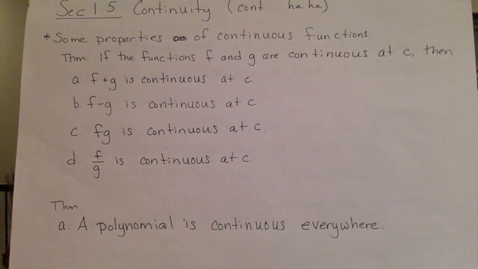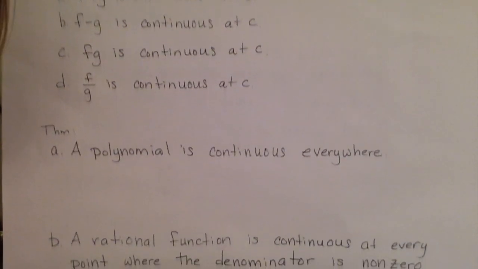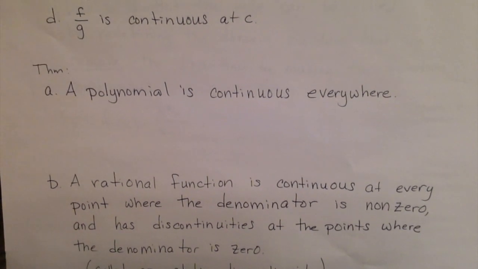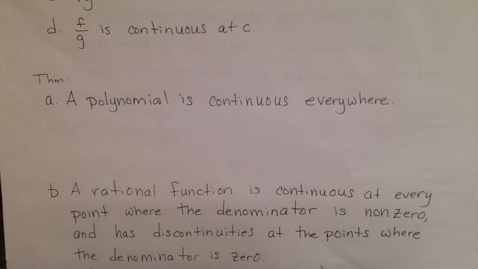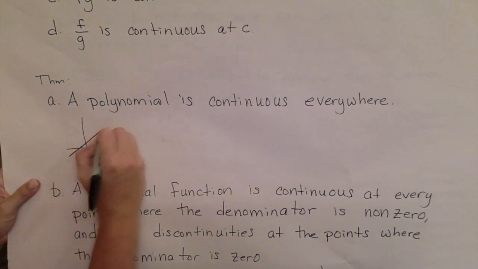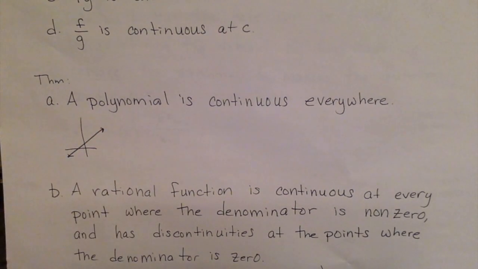Next, so again, pause when you need to. Take some time to write stuff down. Next, we have a theorem. Actually, one theorem with two parts. A polynomial is continuous everywhere. And that sort of makes sense when you think about what a polynomial is and what polynomial functions look like if we graph them. For instance, lines are considered polynomial.